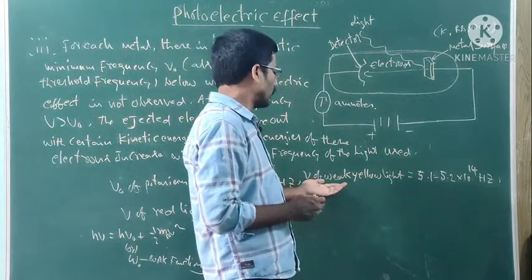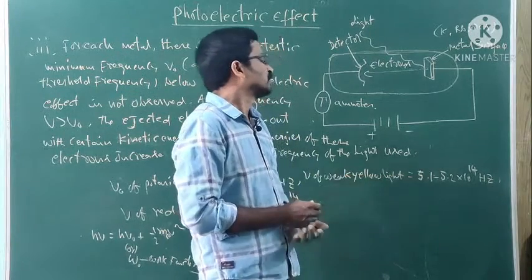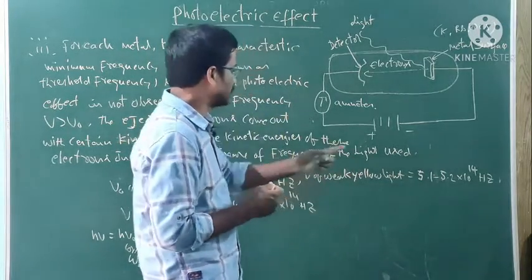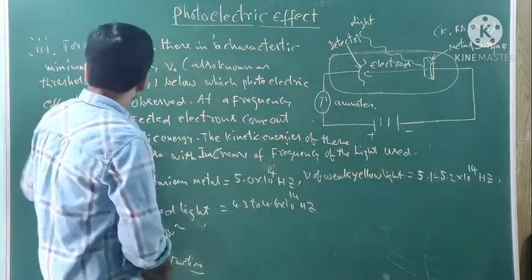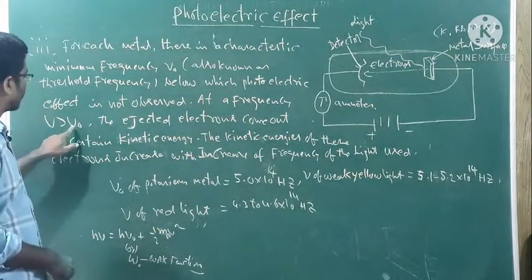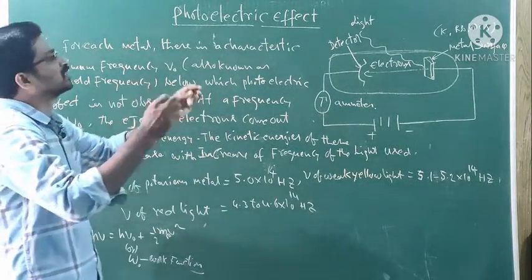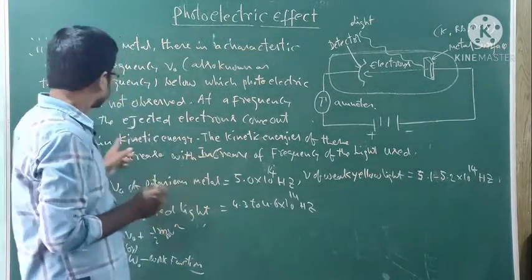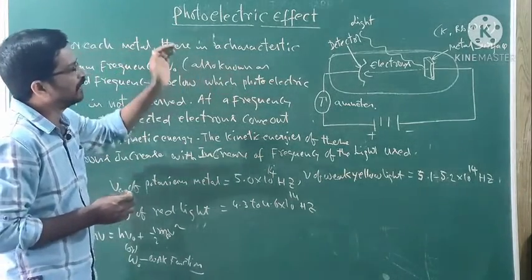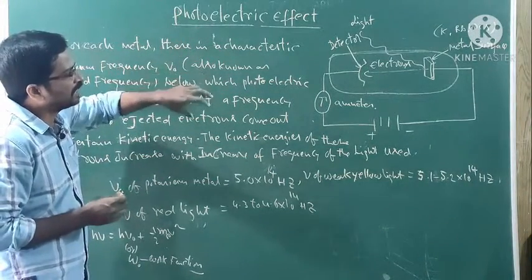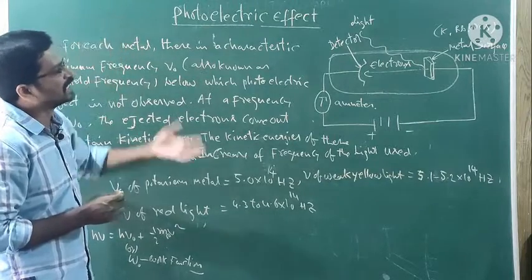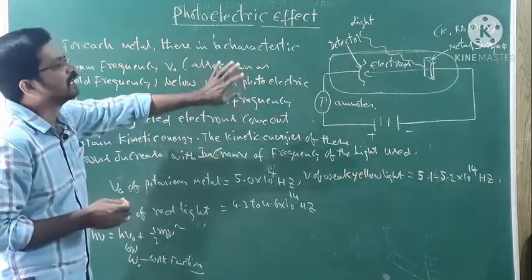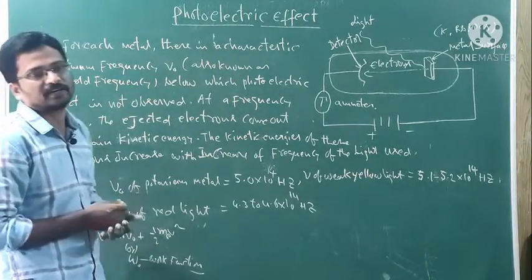The frequency of weak yellow light is 5.1 to 5.2 into 10 to the power of 14 Hz. It means this energy is greater than the threshold, so the light energy should be greater than this; then only ejection of electrons takes place. If the projected light has less energy, the ejection of electrons does not take place. If it has greater energy, then only ejection of electrons takes place.